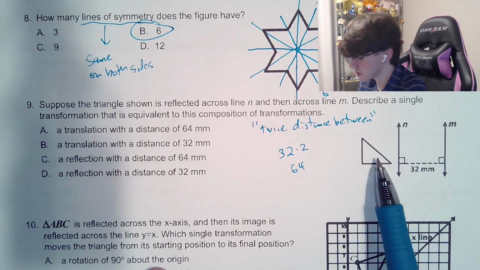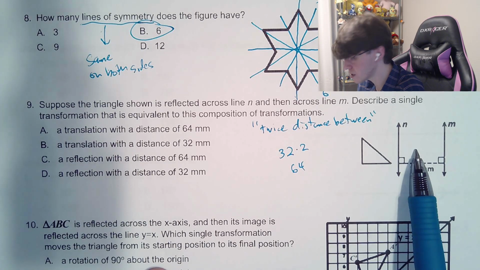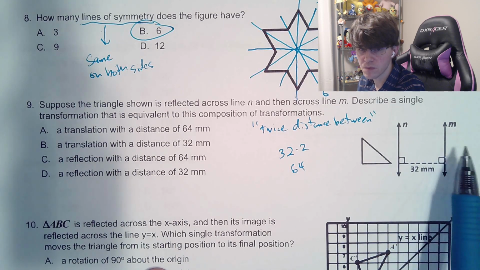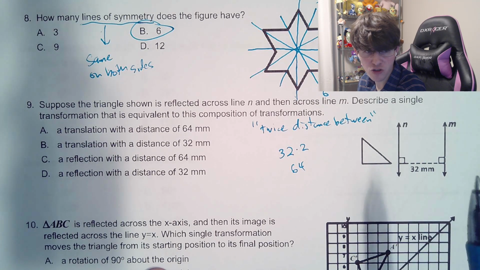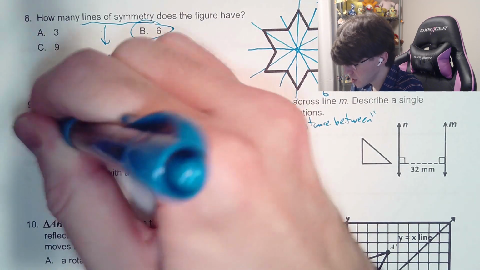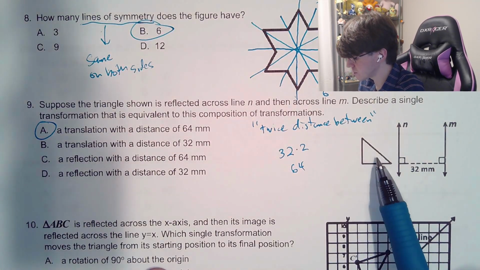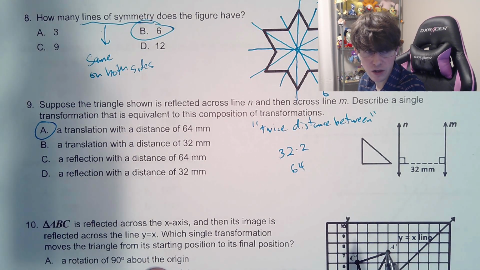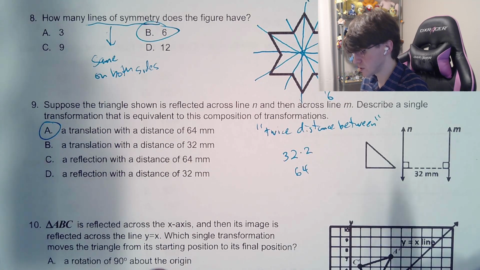So you're doing it first across N, so it's from here to here, and then after that, boom, all the way over there. So boom, boom, you're moving off to the right. It's a translation of 64. Even if it was the other direction, if it was over M and then over N, it would still be 64, but it would be all the way over here instead. Regardless, twice the distance between.